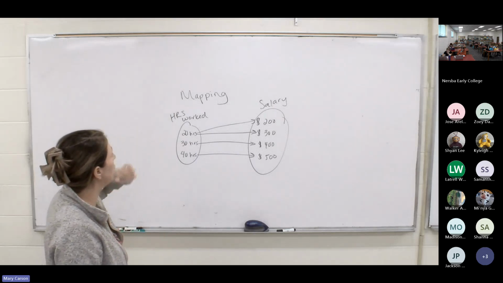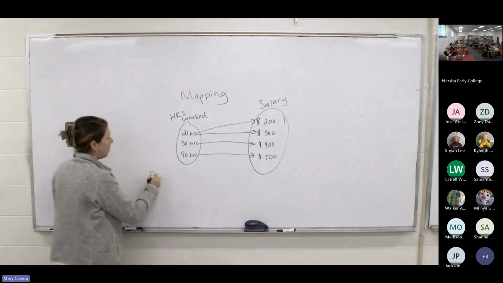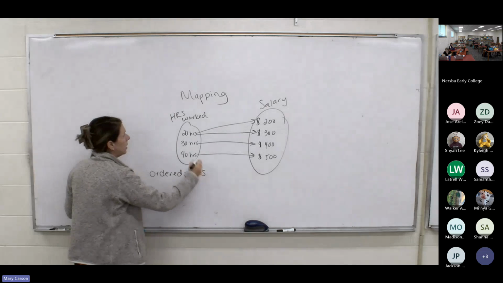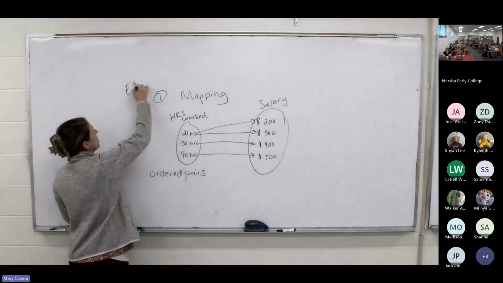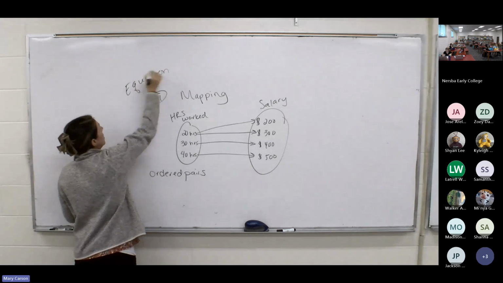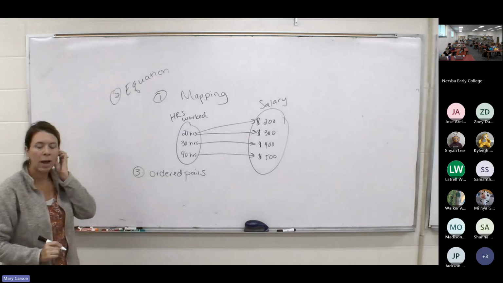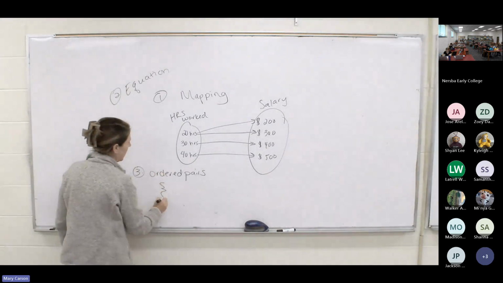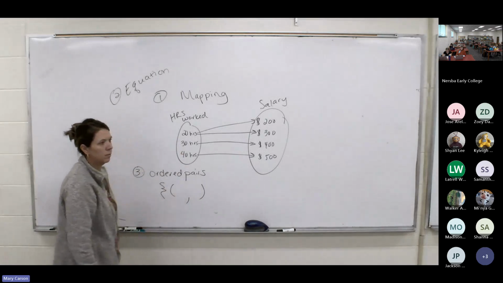We can also go from this to order pairs, so you can also use order pairs as a way to do mapping. So how would I write this mapping as order pairs? We talked about an equation as another way to represent a relation. That's two. Order pairs is another way. How would I write these order pairs?